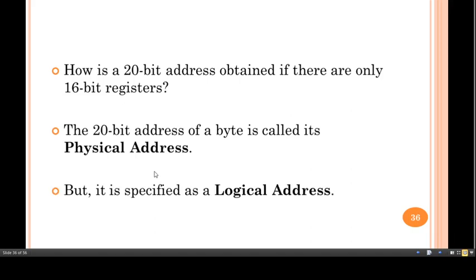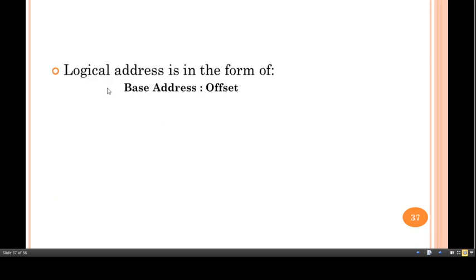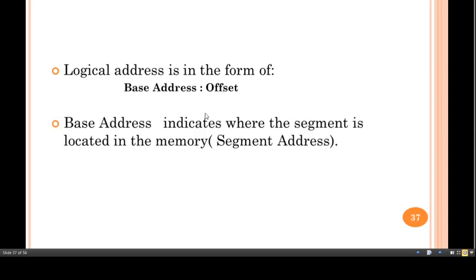So this physical address is also specified as a logical address. The logical address is represented in the form of a base address and an offset. What do you mean by base address? This base address is also called a segment address, and this indicates where the segment is located in the memory, means in the whole space of 1 MB where actually the segment is located. That information we are getting with the help of this base address.